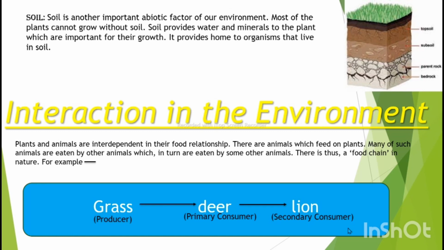Our next topic is interaction in the environment. Plants and animals are dependent on each other in food relationship. There are animals which feed on plants. Many of such animals are eaten by other animals, which in turn are eaten by other animals. This thus is a food chain in nature. For example, grass, a producer, is eaten by a deer, known as a primary consumer, and it is eaten by a lion, a secondary consumer.